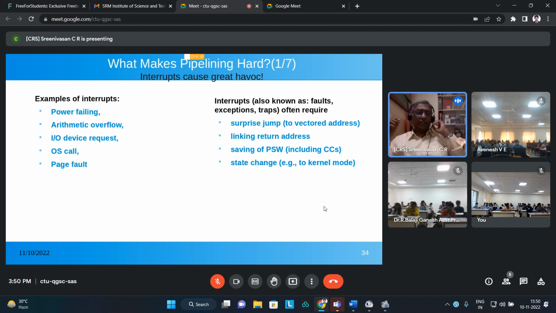So these are the things which make pipelining hard: power failing, arithmetic overflow, IO device request, OS call, and page faults, which happen in the paging mechanism of the random access memories. It can also be exception traps, which are related to linking to the return address of a program, saving the PSWs, or changing into kernel mode, etc.